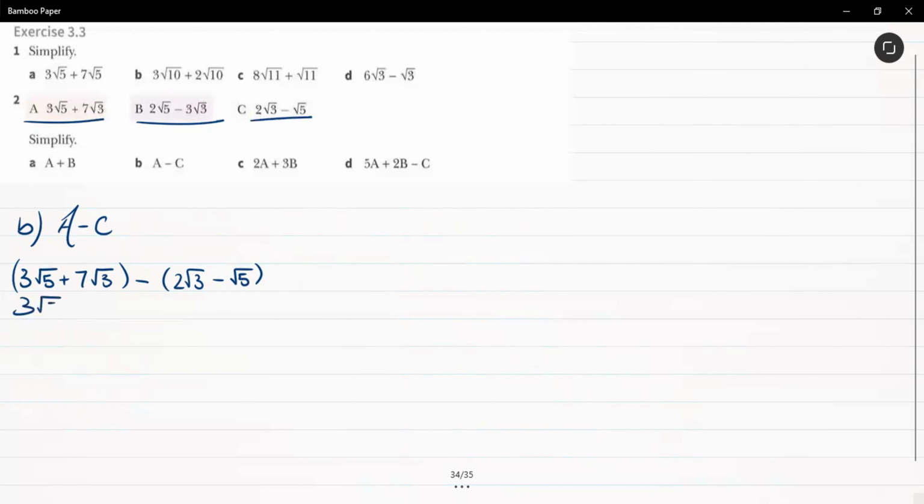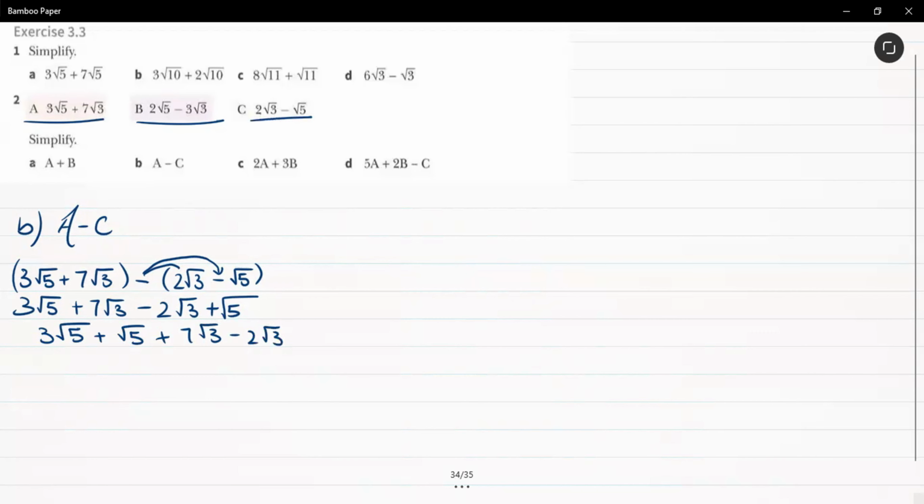Simplify the brackets: 3 under root 5 plus 7 under root 3 minus 2 under root 3, but this is going to be a positive under root 5. Why? Because this negative is going to multiply by 2 under root 3 and also by negative under root 5, which will give out positive under root 5. My bad. Now, again, rearrange the equation to make it simple. Plus under root 5 plus 7 under root 3 minus 2 under root 3.